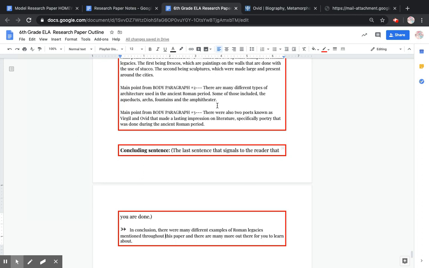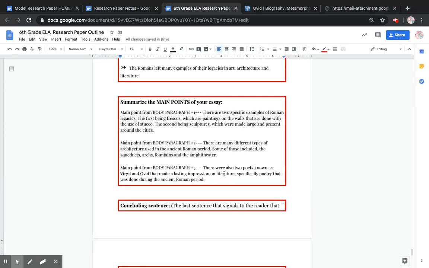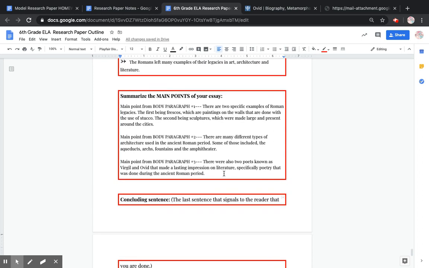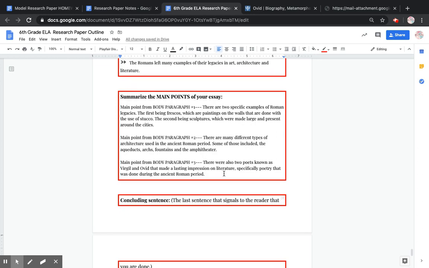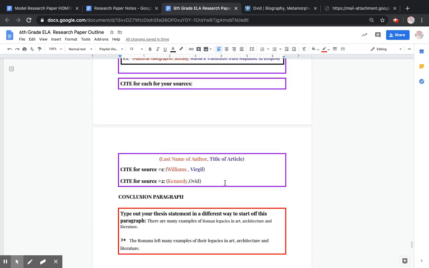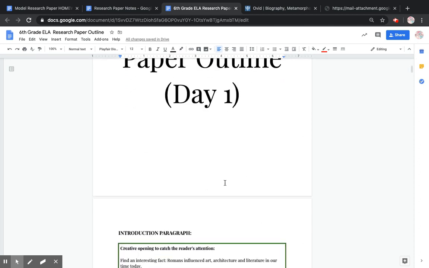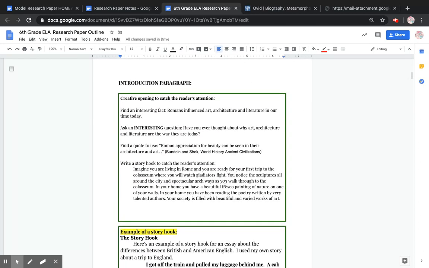So this paper informs my reader, and it does do research on it, though it would be so long if we covered everything. But this is a good start for someone who is interested in the different forms of the legacies that were done through art, architecture, and literature by the Romans during the ancient period. This is a good start for them.